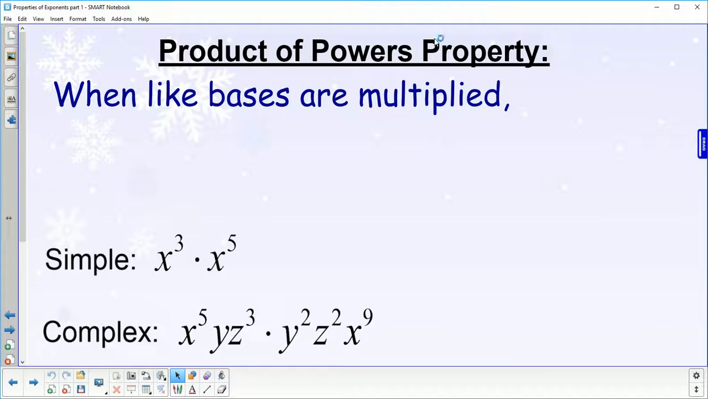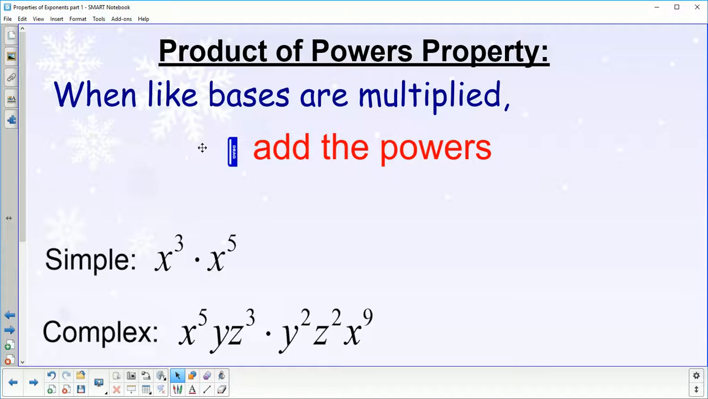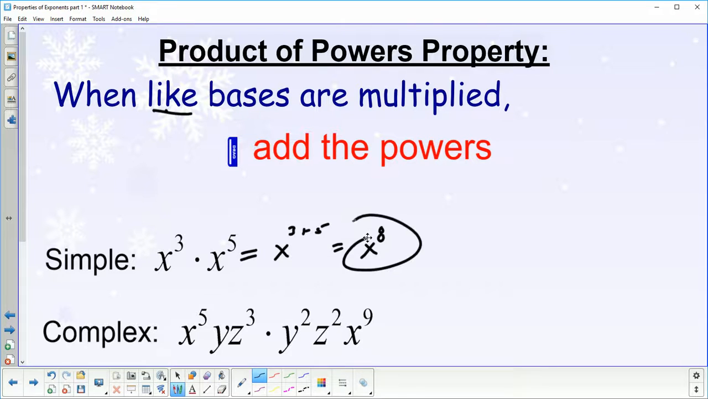Okay, first one, the product of powers property. It says when bases are multiplied, so what I mean by that is you see here in this example x and x, those are the bases, 3 and 5 are the exponents. So when your bases are multiplied, like we have right here, you are going to add the powers. And a very key word here is when like bases are multiplied. So if we did this, we'd have x to the 3 plus 5, which would give us x to the 8th. And that would be as simple as we could get for the first one.